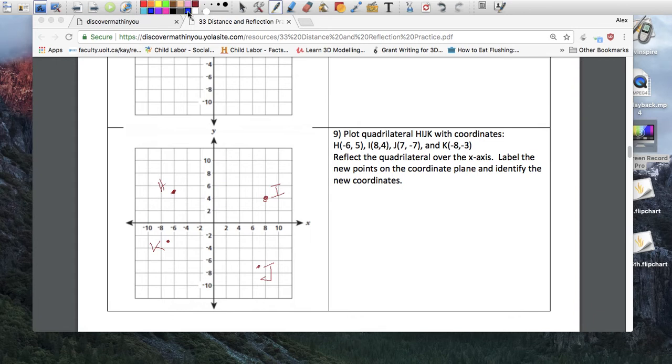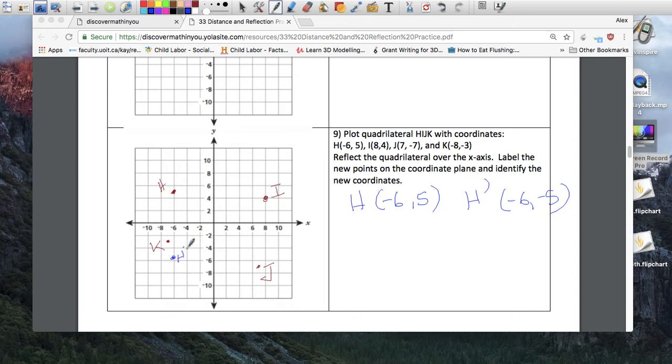That's K. So let me change color. Each of these numbers is going to cross over the x-axis, and the x-axis is horizontal. So if you're up, you're going to go down. If you're down, you're going to go up. So let's do point by point, negative 6 and 5, H prime. H is in quadrant 2, it's going to go down here, into quadrant 3, where everybody's negative, so it's going to be negative 6 and negative 5. So H prime is going to be right here.